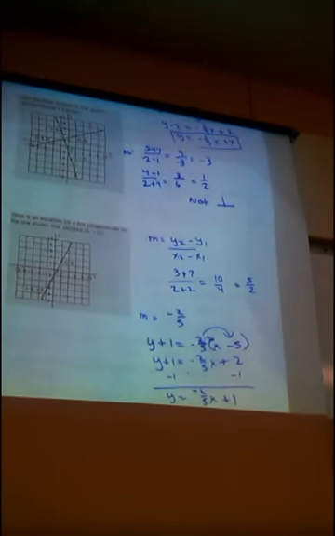And that is how we solve for slopes of perpendicular and parallel lines. If you are not sure how to do this, please review this video again, and if that still doesn't help, then I will be available to help you in class.